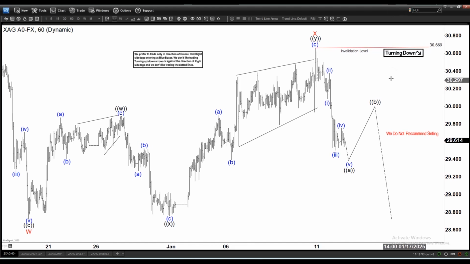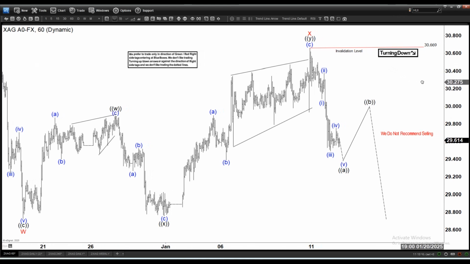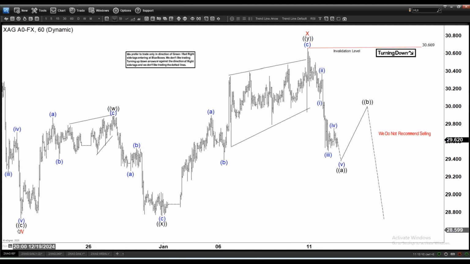Chart of the day for today is silver, 60 minutes time frame. We can see the metal ended W here around 28.74 and then ended the X rally at $30.66, and then starting to turn lower. The structure of the decline looks impulsive right now, and could still see one more push on the downside to finish with 5 before we finish this cycle and then see a 3-way rally. But the 3-way rally currently is expected to fail against this 30.6 and then continue to extend on the downside.